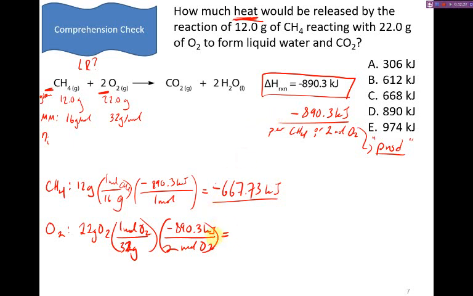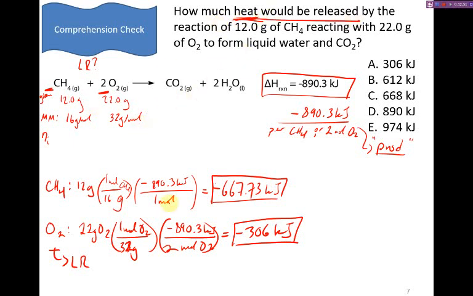So in this case, this produces 306 kilojoules. Okay, so it's clear that our oxygen is our limiting reactant because it produces the least. And then, does this answer the question? Well, we want to know how much heat will be released in this reaction. So yes, we've answered the question.